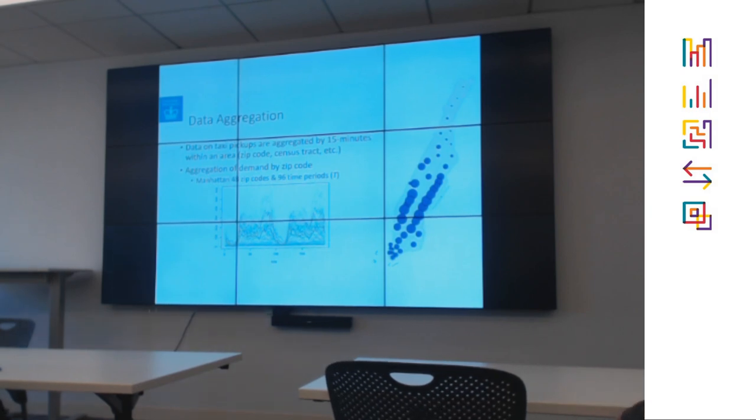And the aggregation of the demand is just by zip code, something that is already there. But I believe there's much more, a much deeper analysis to this, in order to make that efficient. And this is essentially the data set. So there are more than 100 zip codes.